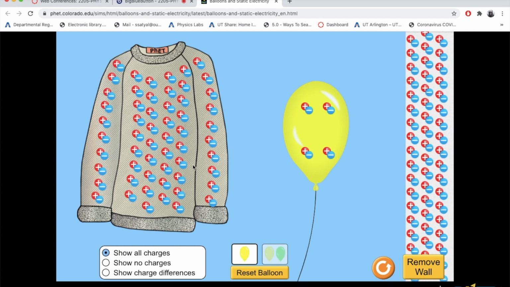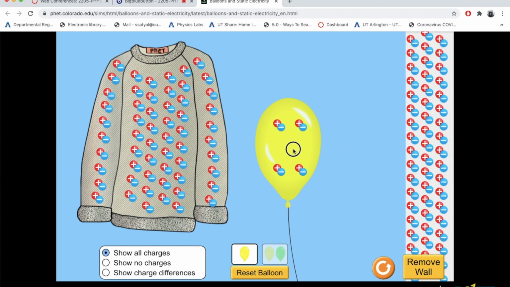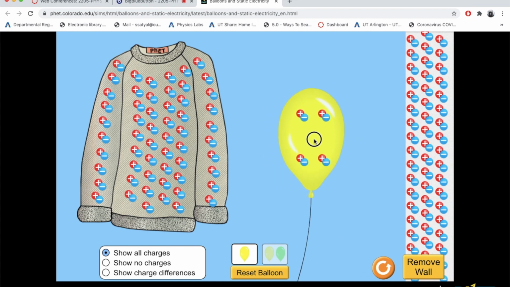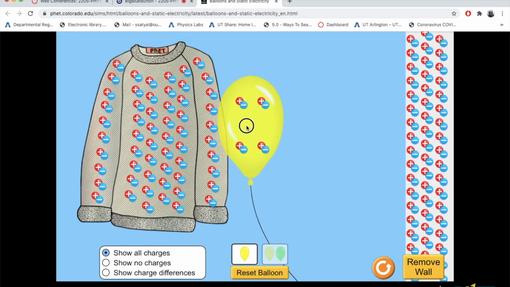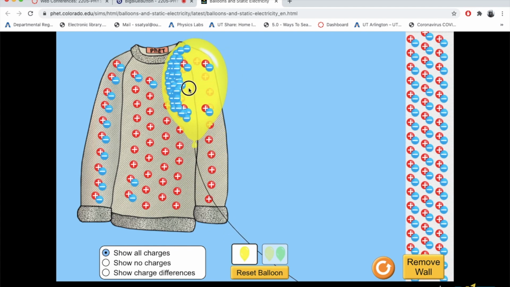Initially these plus and minus together mean the sweater is in a neutral phase, because all the atoms are neutral, and the balloon has neutral atoms and the wall itself has neutral atoms. What I can do is move the balloon around and rub it on top of the sweater.